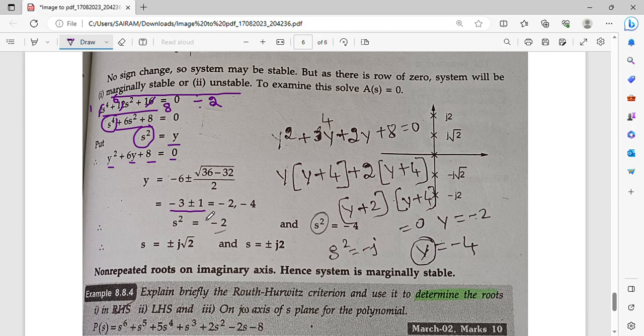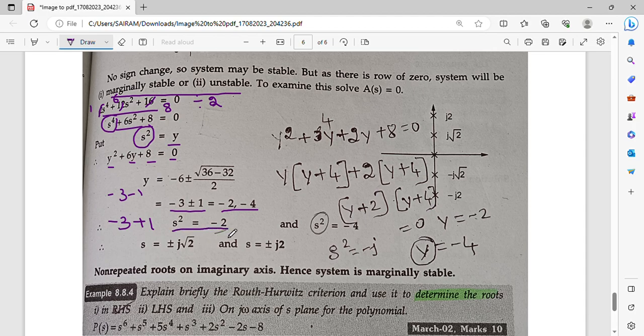So you're going to get it as minus 3 plus or minus 1, which is equal to minus 2 and minus 4. So in the solve ಮಾಡಿದಾಗ ಈ resultant ಬರುತ್ತೆ, and this resultant will be equal to minus 2 and minus 4. How minus 2 and minus 4? So plus or minus ಇರೋದ್ರಿಂದ minus 3 plus 1 which is equal to minus 2, and minus 3 minus 1 which is equal to minus 4, right?